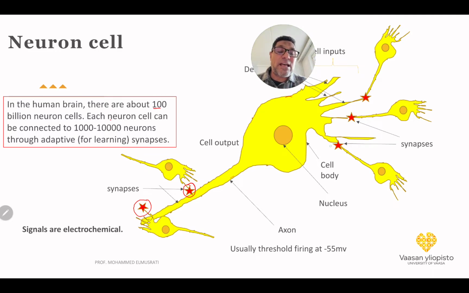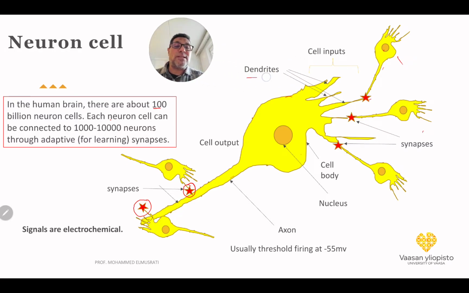You can see that the input of this neuron is also coming through other neurons, and they are connected through the dendrites. So the dendrites here are the cell input, and everywhere we have a synapse. So wherever you have a synapse, it means that you have an adaptive part. The adaptive part is here in the synapse.